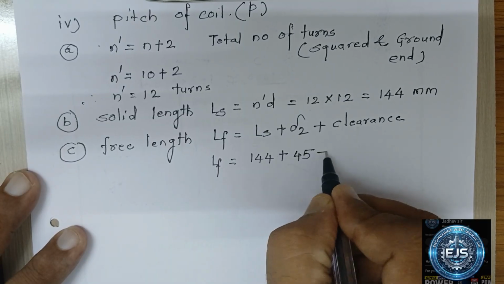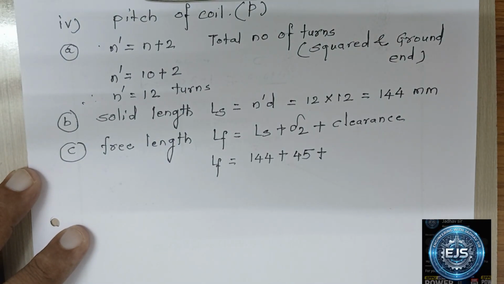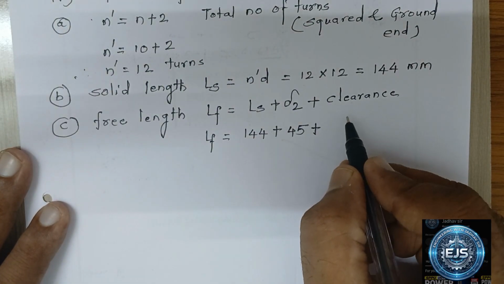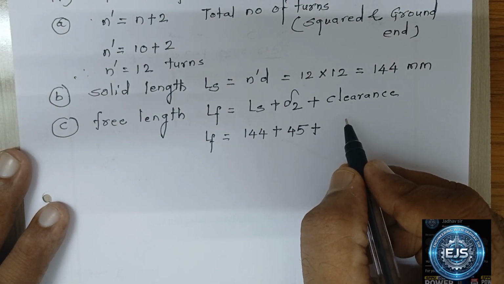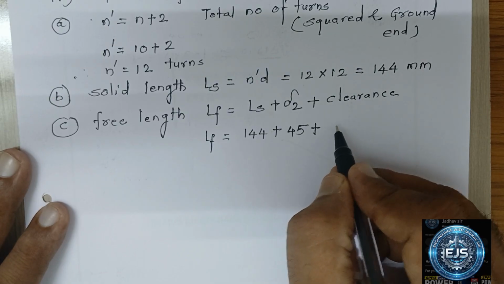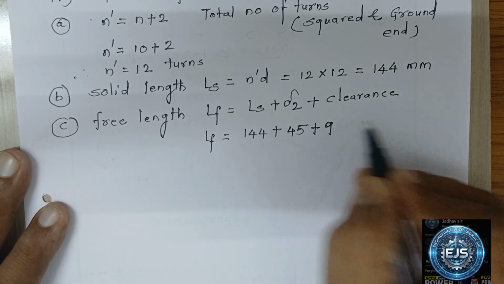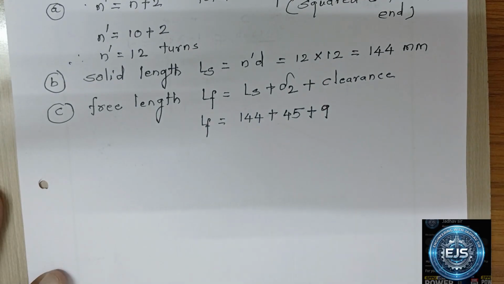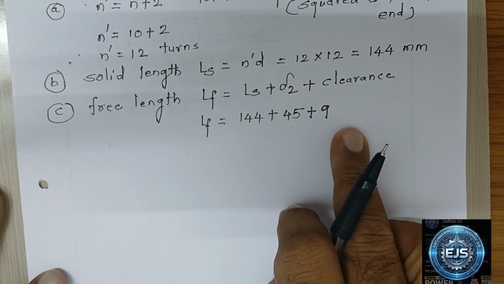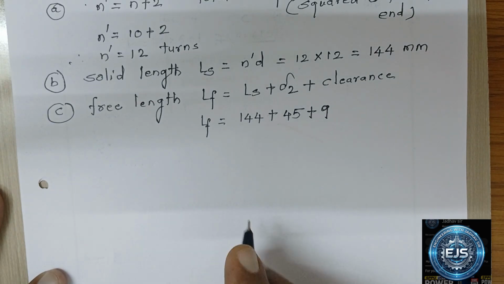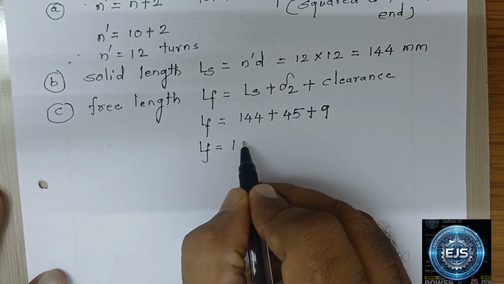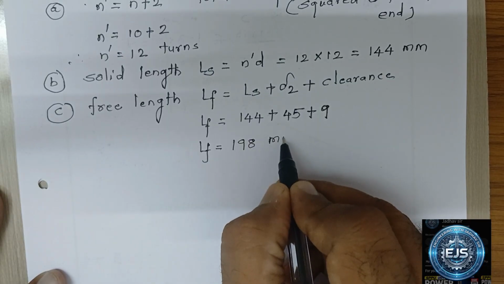Plus clearance, total clearance. There are 10 active turns of the coil. So in each adjacent turns there is a clearance of 1 mm. So total clearance is 9 mm, since 10 minus 1 is 9. So 9 pairs of coils are there, and in each pair there is a 1 mm clearance. So 9 mm total clearance. So the free length we get is 198 mm.